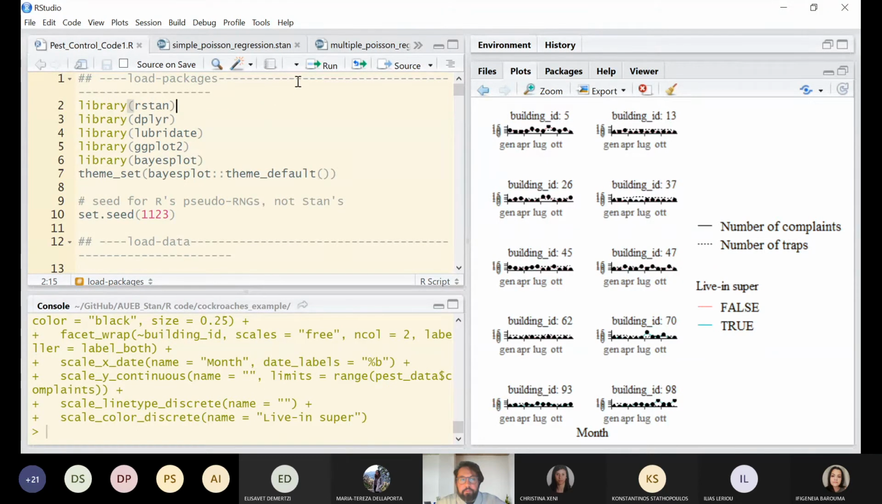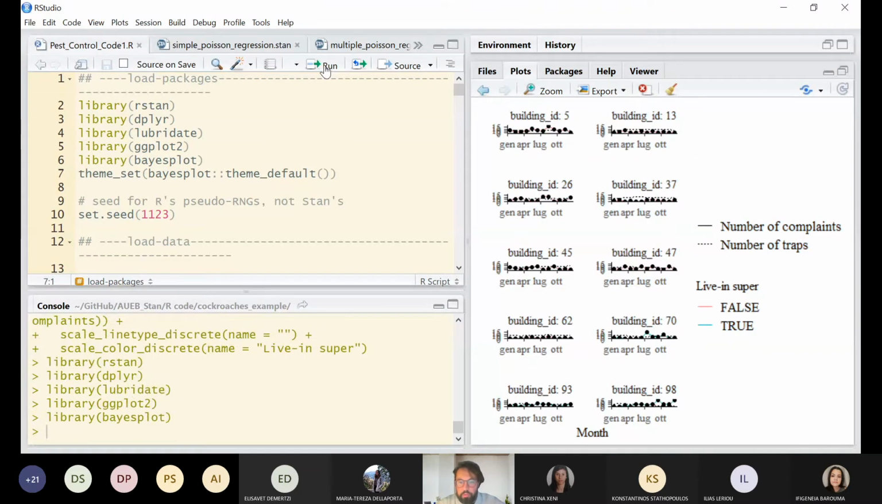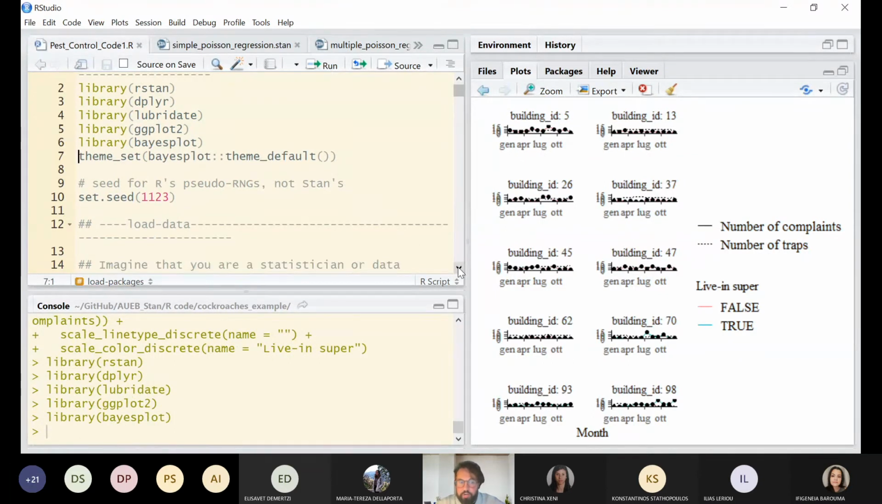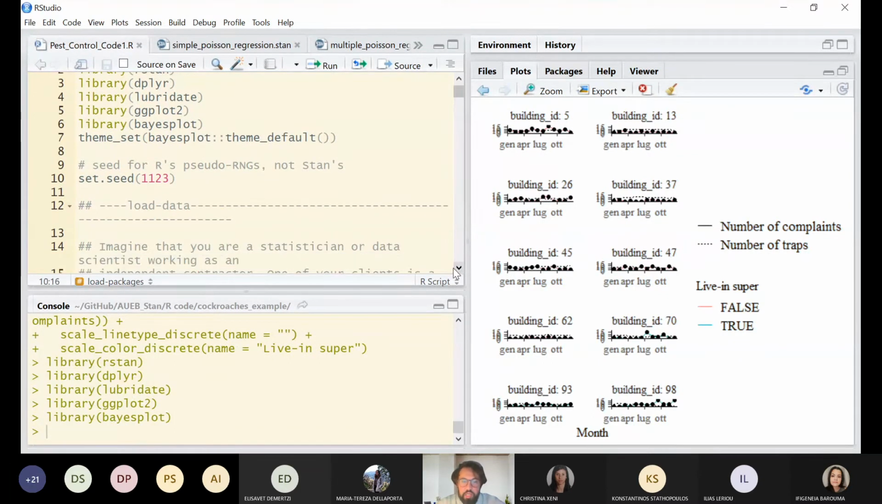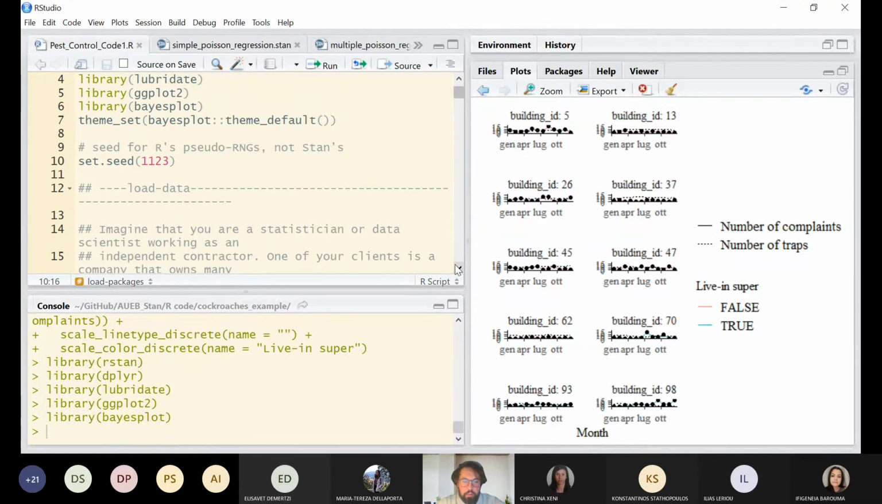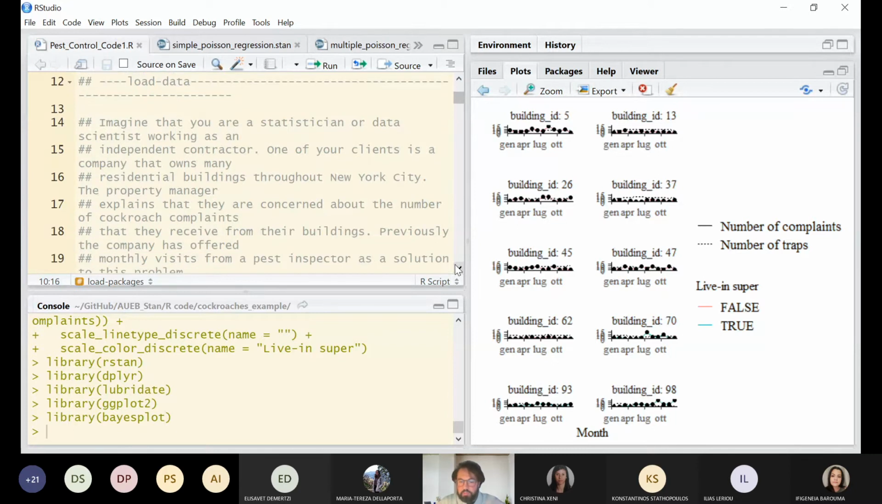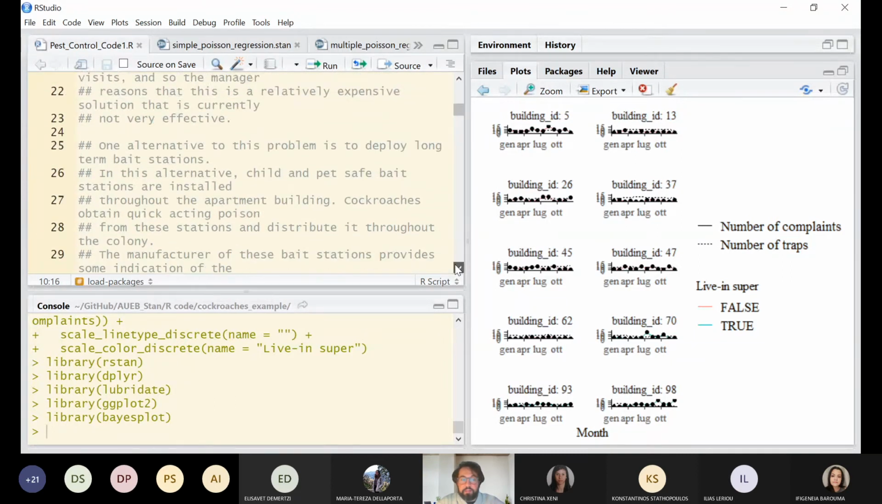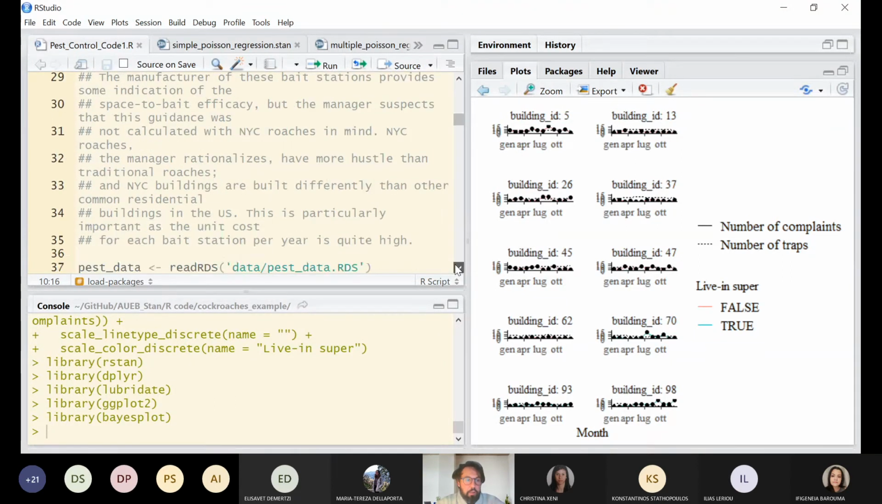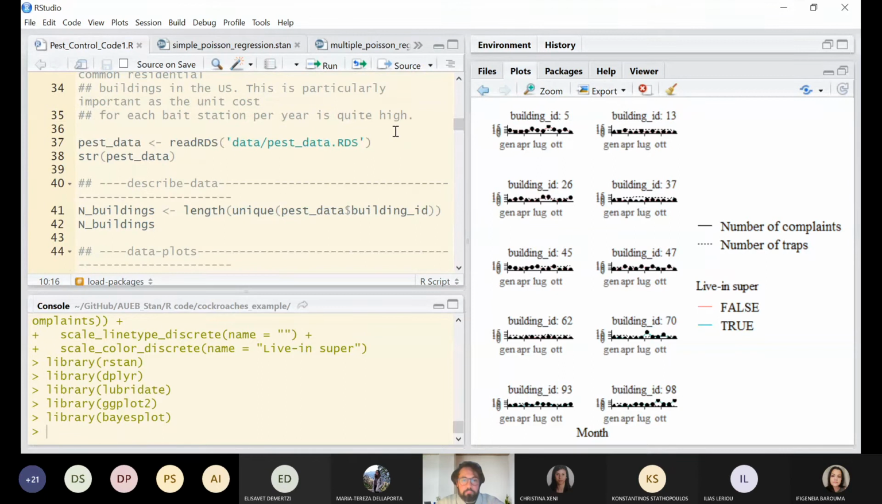I asked you to download and load some packages. These are very simple packages: RStan, dplyr, ggplot2, and bayesplot. I've already launched this code. I want to quickly show some things. Let's initially inspect our data. We have 120 data points, because we have the number of complaints for each building followed over 12 months. So let's go directly to line 37.